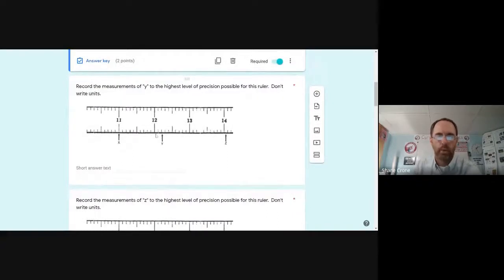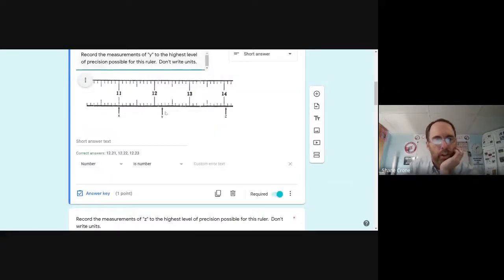I'll pause at the end of the rulers in case anybody has a question. Let me show you the answers I accepted for this one. You can see it's a little bit past 12.2. So I accepted 12.21, 12.22, and 12.23. Maybe I could take 12.24, but to me, when I look at that, there's no way that last digit is a 4. I would say the 2 is the best one, 12.22. That's probably it. But I think these other answers are good. Those are reasonable answers. But you needed to record to 2 places after the decimal again.